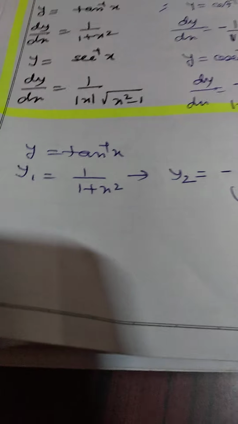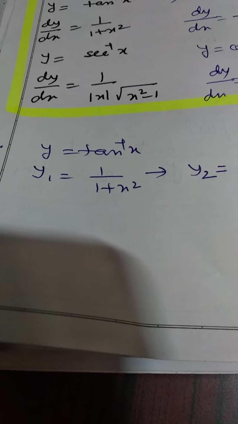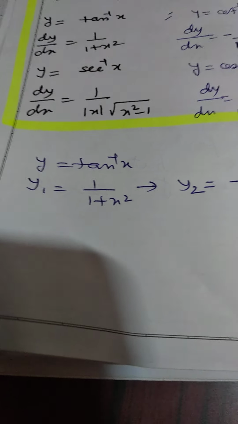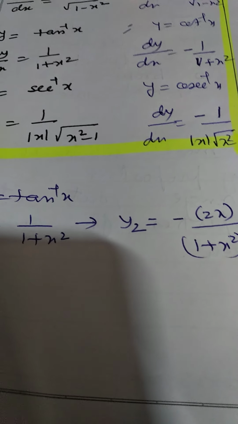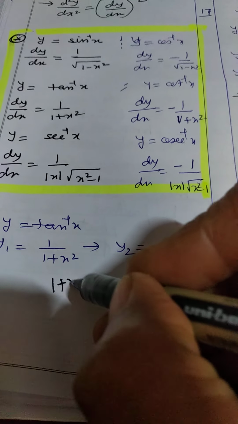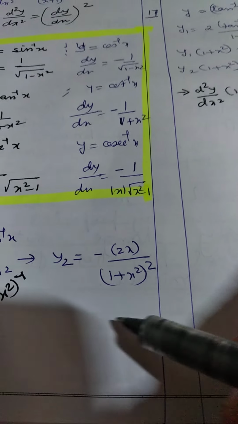So based on this, the question 8, y is equal to tan inverse x. y1 is 1 upon 1 plus x square. So the second derivative, you always go in for this expression as 1 plus x square to the index minus 1. So I have applied that formula and you get the second derivative. So it's easy to get it.